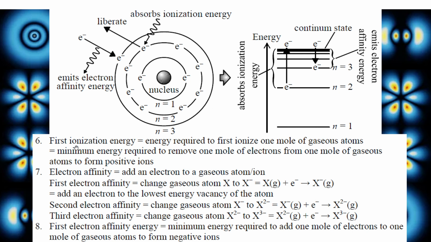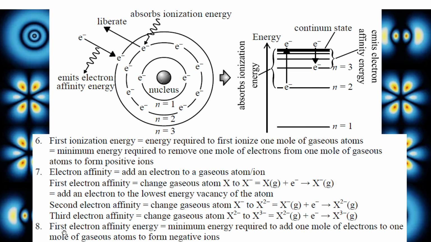And in chemistry, we talk about not one atom, we talk about 1 mole of gaseous atoms. So this ionization energy multiplied by the Avogadro number will be the first ionization energy. And the opposite is electron affinity, adding an electron to a gaseous atom, making it negatively charged. First electron affinity, X becomes X minus, also in the gas state. And then the second is X minus to X2 minus, and so on.